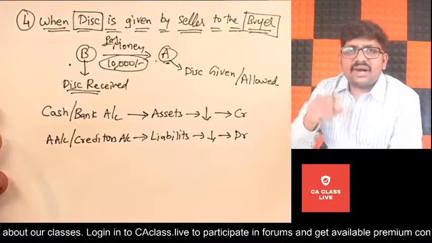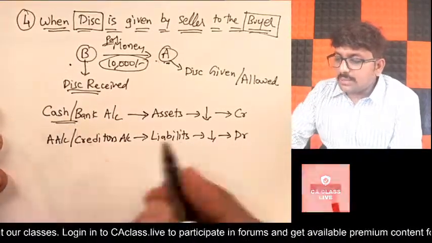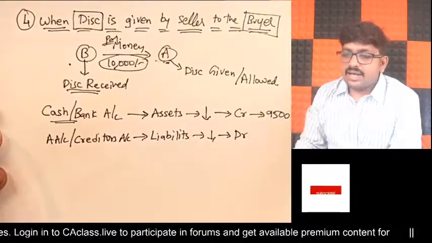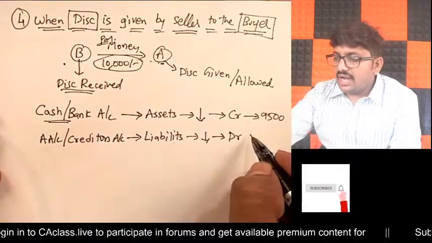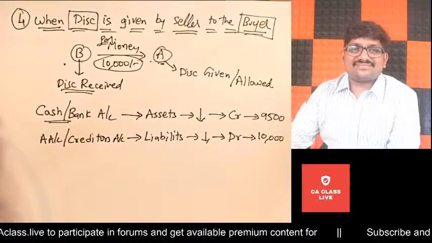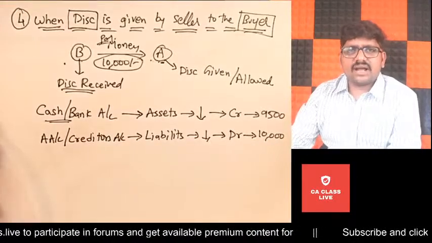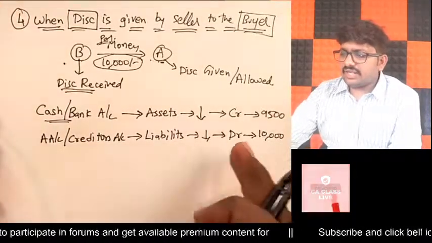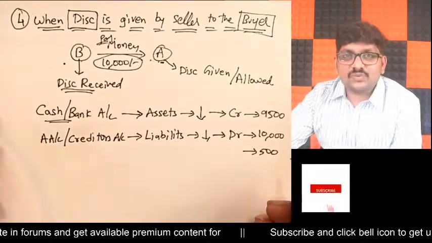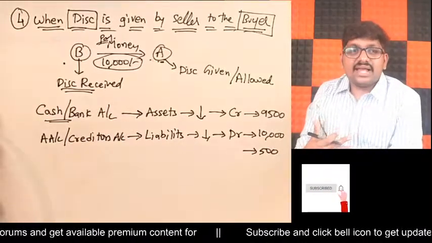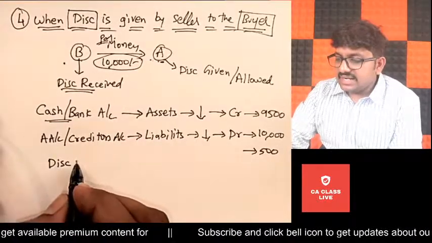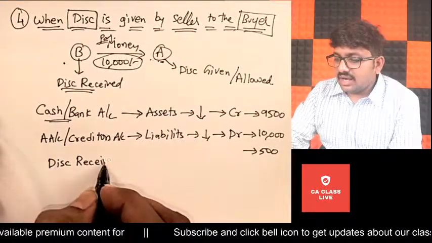Now let us see with amounts. How much money are you paying, friends? 9,500 you are paying. And how much will the liability decrease? Full 10,000 liability will decrease. You need not pay that 500 again, right? Sir, 9,500 credit to 10,000 debit. Okay. What about the remaining 500 rupees, sir? That is where we took the discount, right? That also has to be accounted. And the name of the account I will give as discount received account.